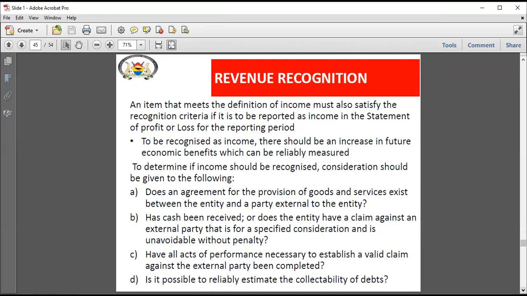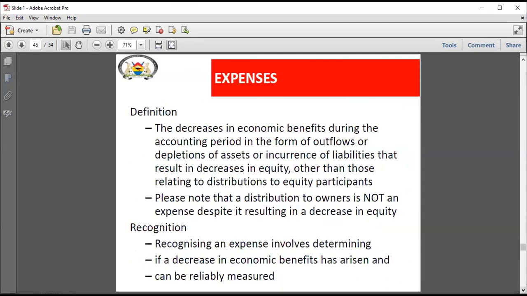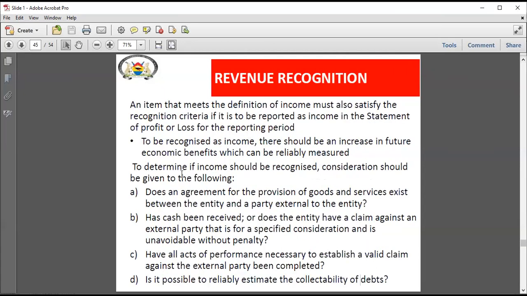Now, one of the acts, like I've told you, is have you made delivery? You get it. An act of performance. Have you made delivery to the other party to be able to confirm that it's a valid claim between you and the other party? And then, can you reliably estimate the value that you collect in terms of debts from the customer? So once you have made those considerations, if your answer is yes, then you should go ahead to recognize that revenue. In case that is not the story, then you should not recognize that revenue, okay?